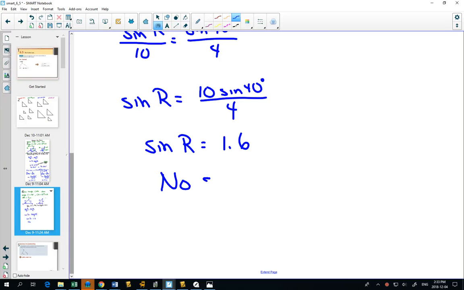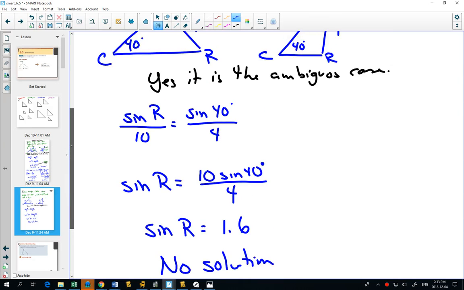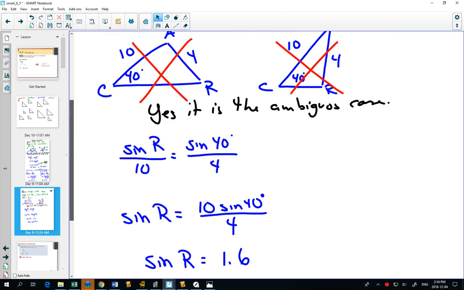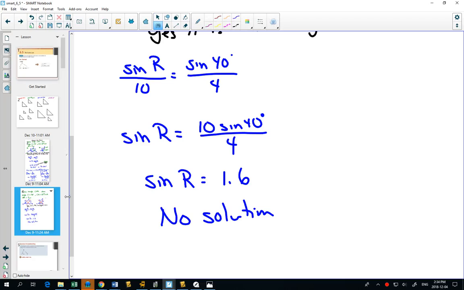There is no solution. Does it make sense when we look back at this that maybe 4 was too short, that it would never touch? So in this case, this is the example. If you get that, there's no solution. You're done. You solved it. That's a great, easy 3 marks. That's a great one. Okay.